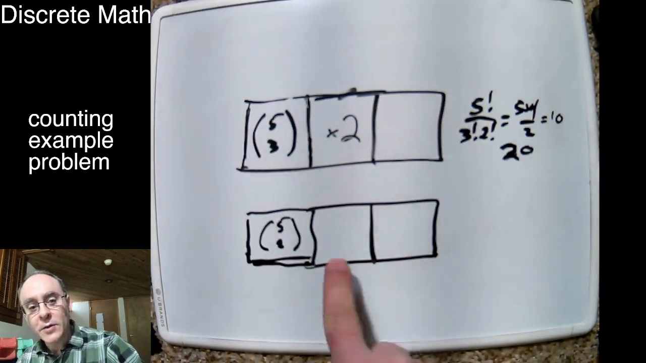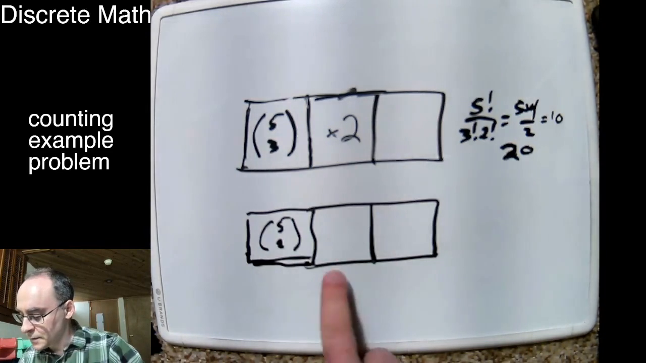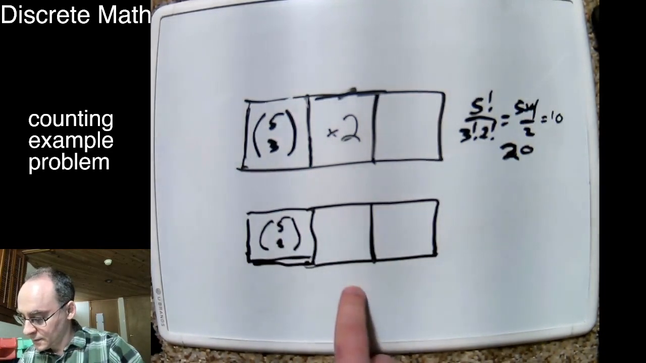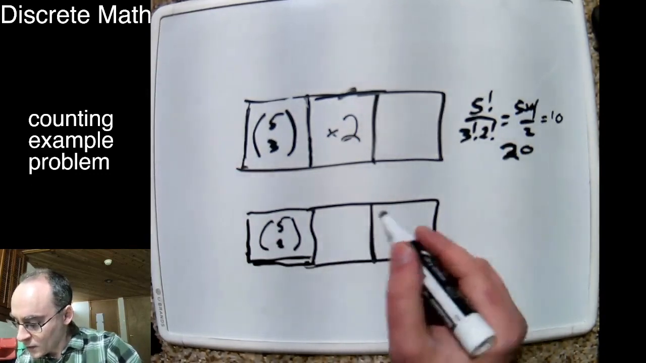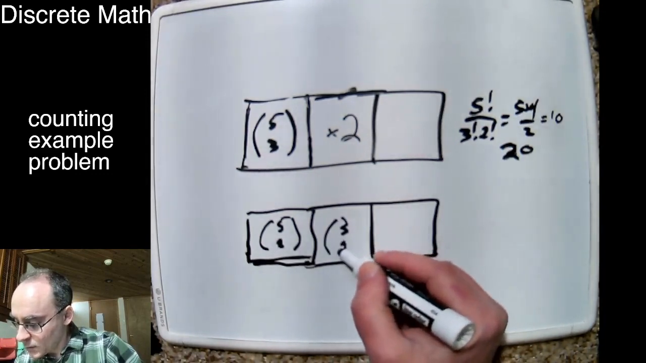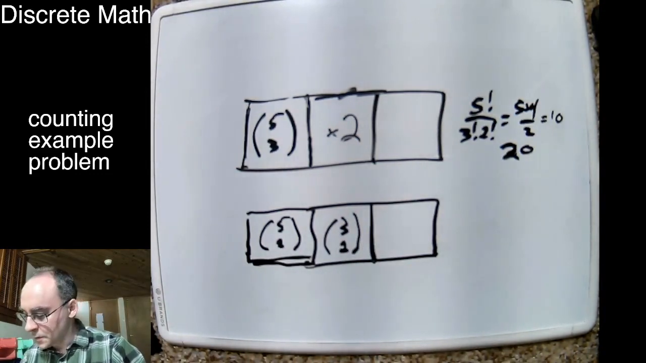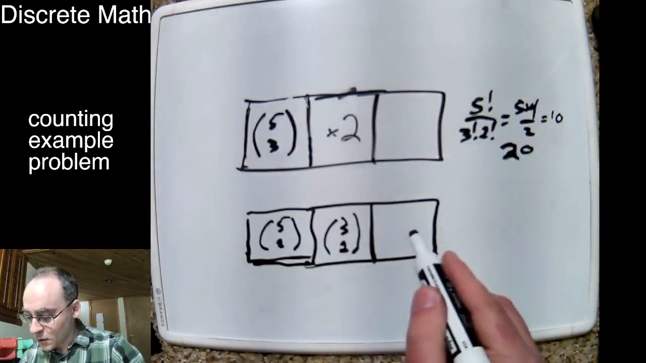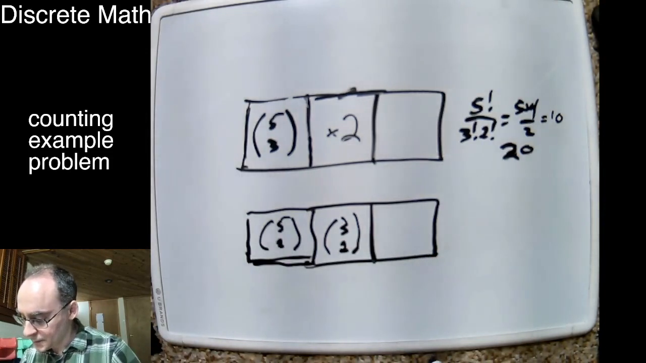Now I've got 3 balls left to put in the remaining boxes, and I'm going to put 2 in this box and 1 in the last box. And so here I've got 3 balls left. I'm choosing 2, and I don't care about order, so I've got 3 choose 2 ways of doing that. And then once I've chosen those balls, I'm left with just 1 ball to go in the last box, and I'm done. I don't have any choice there.